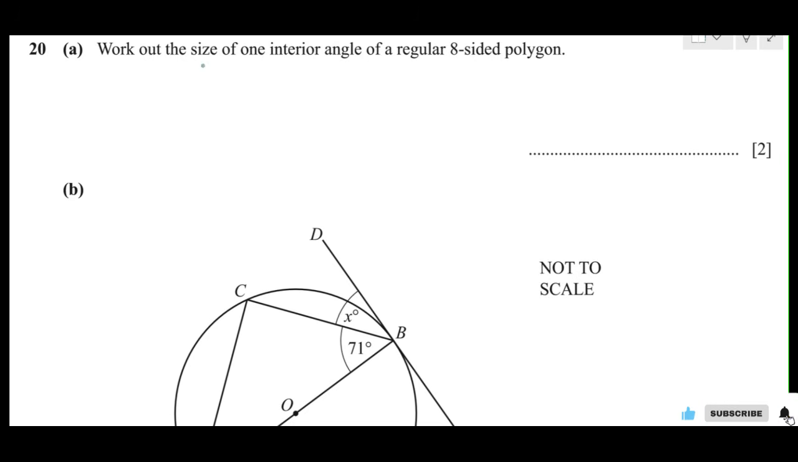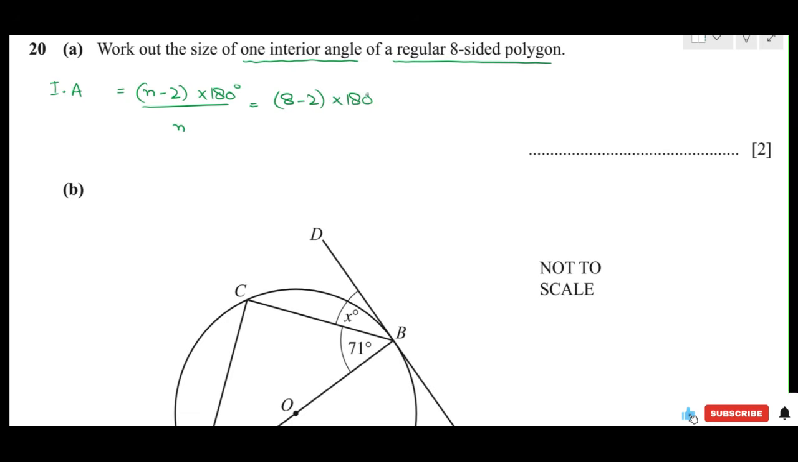Question number 20, part A. Work out the size of one interior angle of a regular 8-sided polygon. Okay, it is an 8-sided polygon, right? So the measure of each interior angle of a regular polygon is number of sides minus 2 multiplied by 180 divided by the number of sides. Since the number of sides is 8, 8 minus 2 times 180 divided by 8. From 8 take away 2 is 6 times 180 divided by 8.